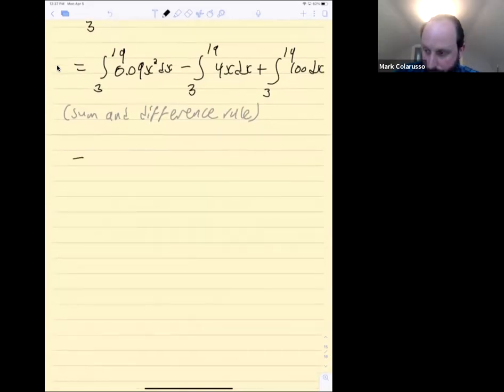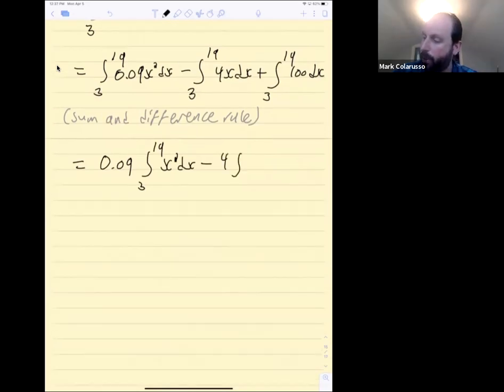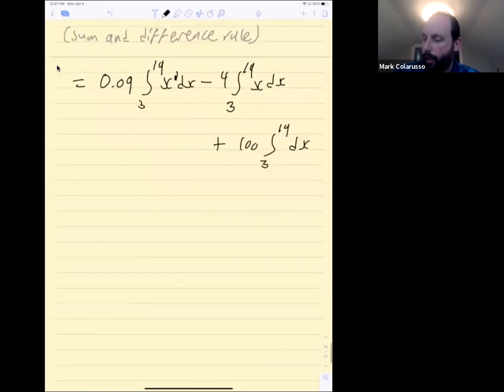And now we can do the constant multiple thing. So we get 0.09 times the integral from 3 to 19 of X squared dX, minus 4 times the integral from 3 to 19 of X dX. That d looks like a 2. Let me correct that. Plus 100 times the integral from 3 to 19 of dX. Okay, and now, if you want, I can say in parentheses, this is just the constant multiple rule.